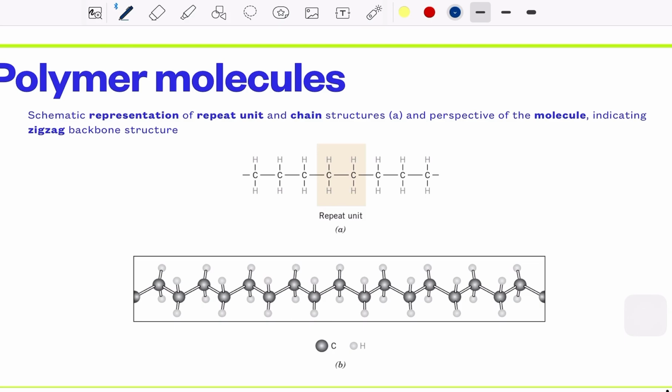Because we have the isomerism, right? Like how the pattern of the polymer can be, or tacticity. Okay. This is the structure.